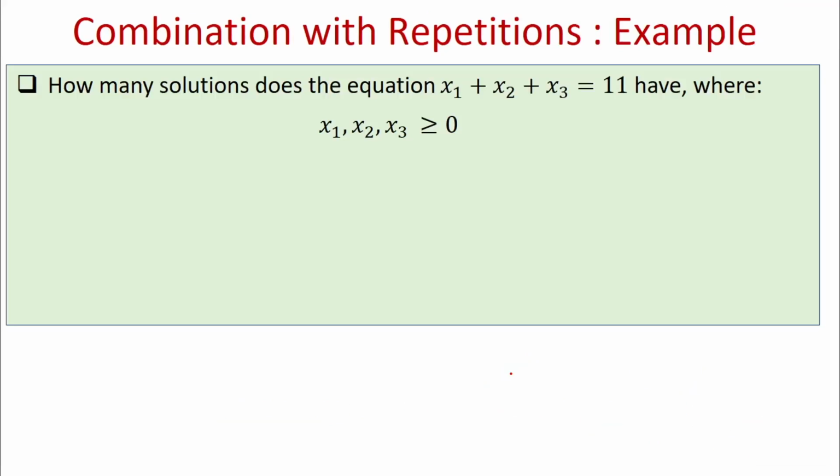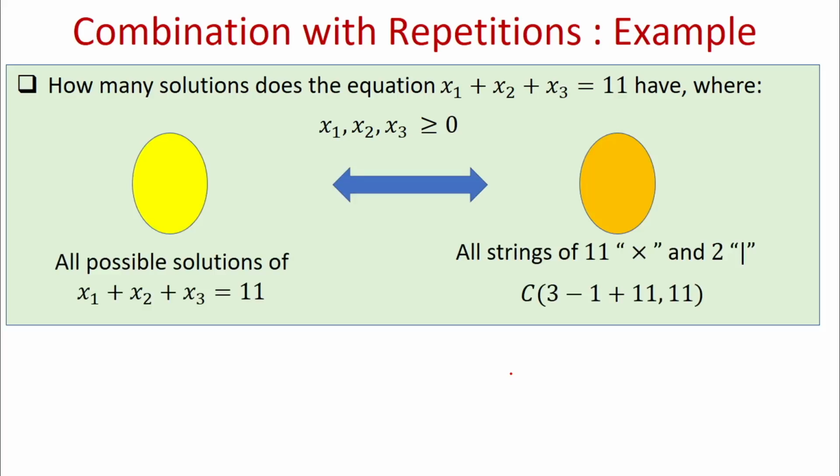Okay. Now let's see some examples of combinations with repetitions. This is a very interesting formula which is used in lots of counting problems. Suppose I want to find the number of integer solutions for the equation x1 plus x2 plus x3 equals 11, where x1, x2, x3 are allowed to be greater than or equal to 0. My claim is that the number of solutions is nothing but the number of all strings of 11 crosses and two vertical lines.